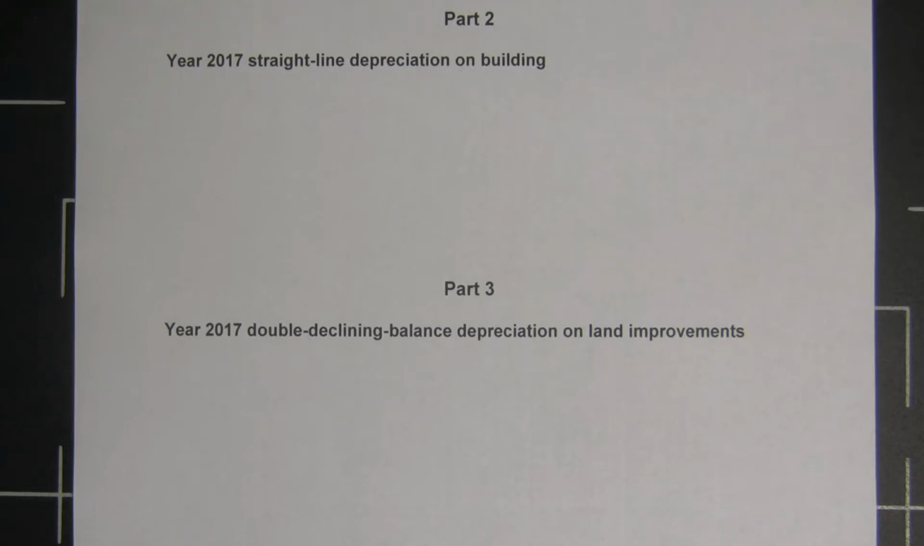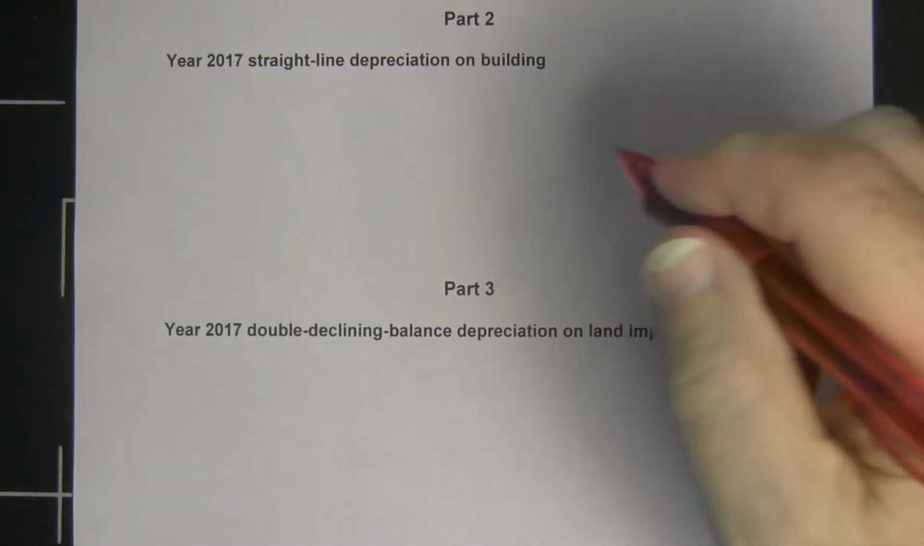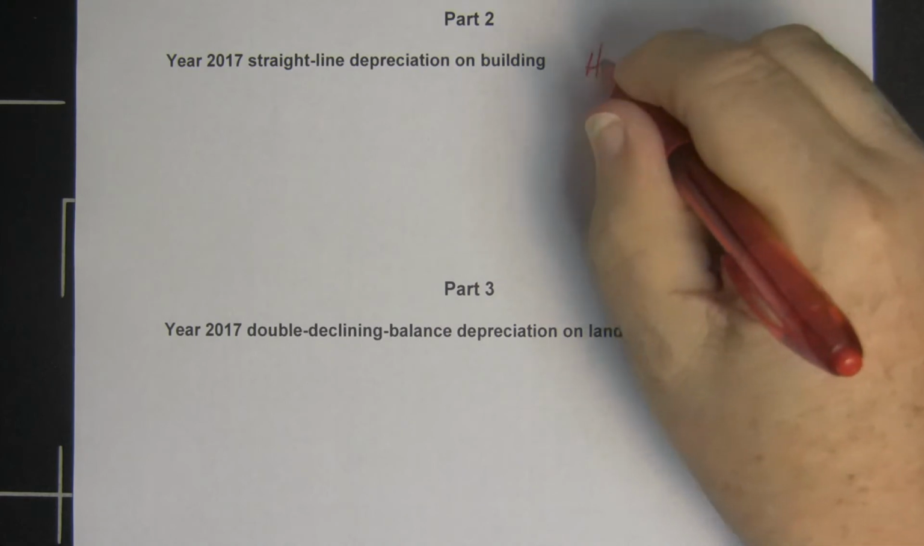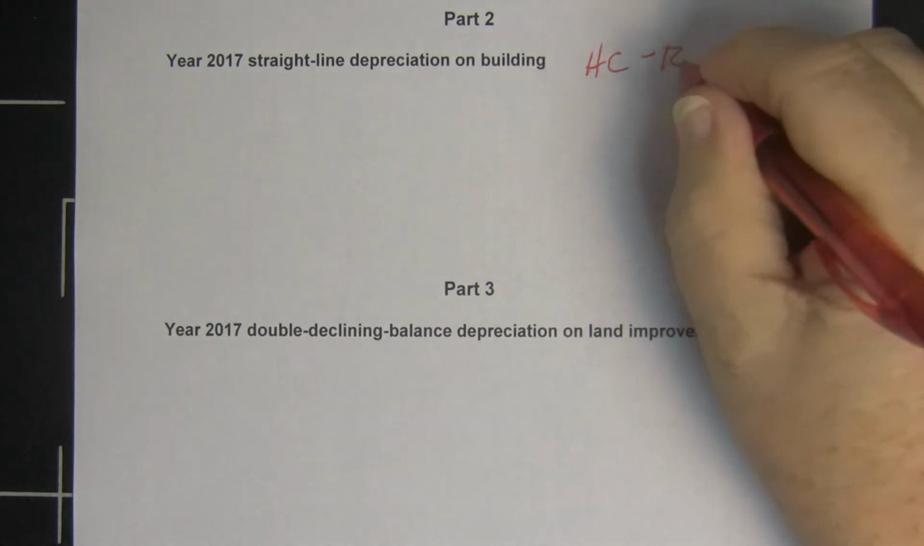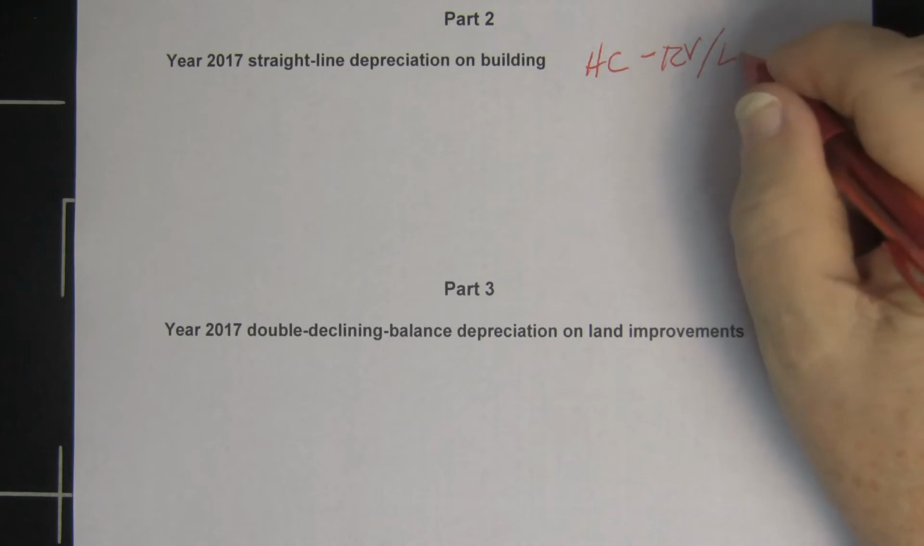Okay, problem 8.1a, parts 2, 3, and 4. They ask us to consider depreciation by a couple of different methods. Well, the first is the straight line method, which, as you remember, is historical cost minus residual value divided by life in years.